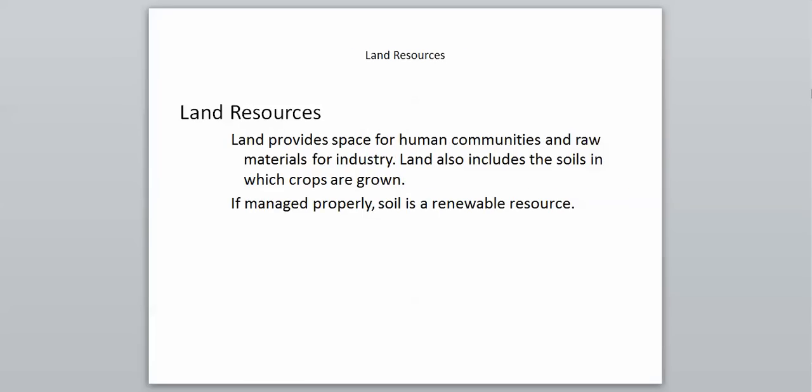Now for the specific resources that we're trying to protect with things like sustainable development. One resource is our land resource. These are important because they provide space for human communities and raw materials for industry, and this also includes the soils in which crops are grown. If managed properly, our soil can be a renewable resource. If we take care of the soil and provide it with enough nutrients, it can be considered a renewable resource. Land is important because it provides where we all live and the materials for things that we need to survive. It is also the area where we grow our food. So land resources are very important.